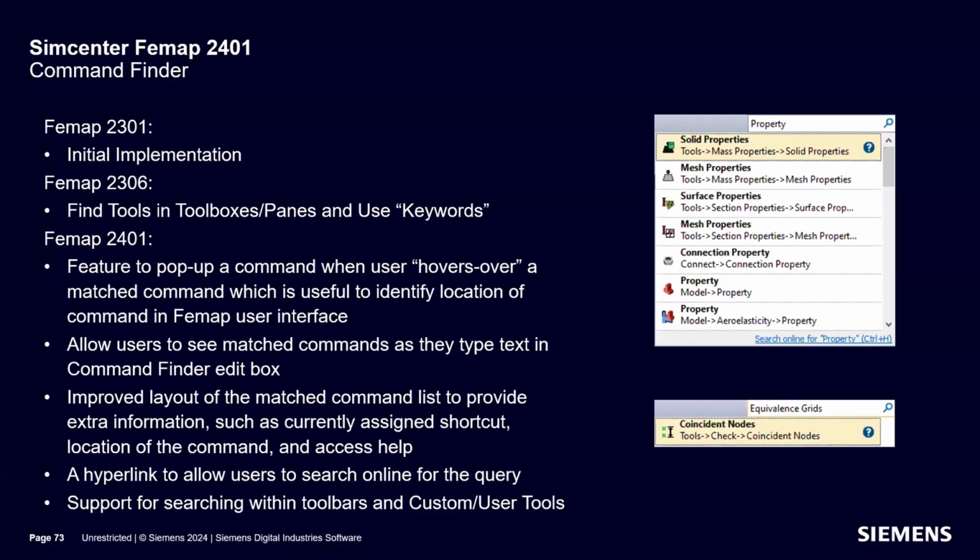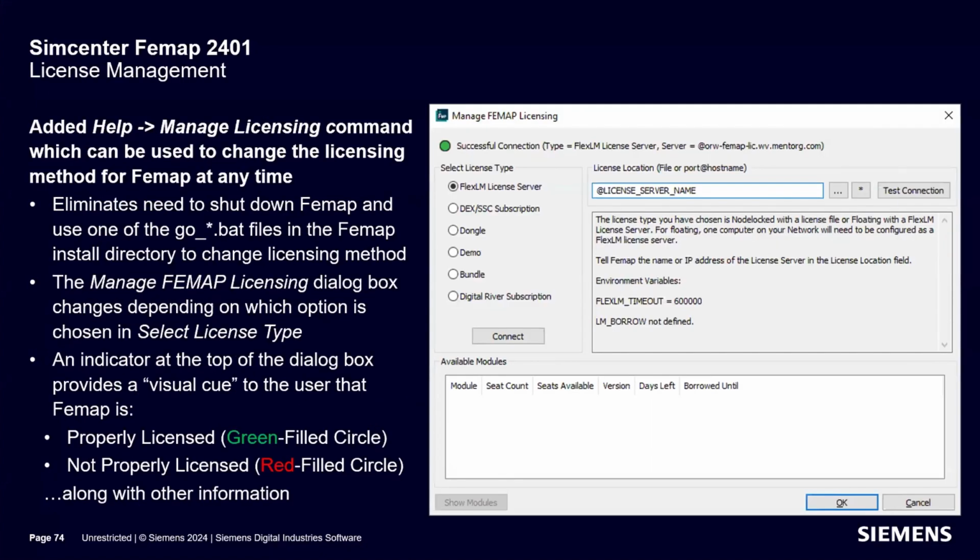I'm just going to go back to the PowerPoint here. To try to make licensing a little bit easier, we added the Help, Manage Licensing command. This allows you to change your licensing method for Femap at any time. I'm not sure how many people this applies to, but especially at large organizations, if you're going back and forth between, say, a subscription license that your organization has purchased for a little while and a regular floating license, this is just an easier way to do that.